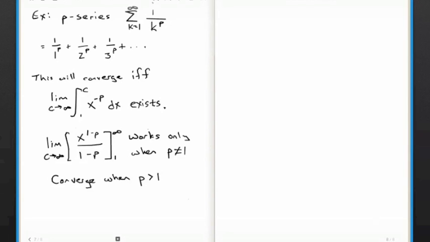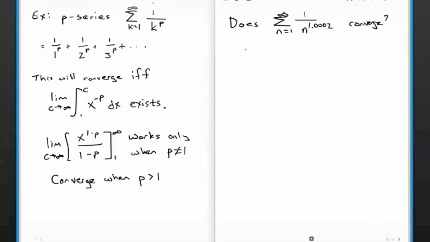So it converges when p is greater than 1, and when p equals 1, it really just becomes a natural log, which then also diverges. So we need p to be greater than 1. Let's just do an example to make more sense. So here's an example. The question is, does this series converge?